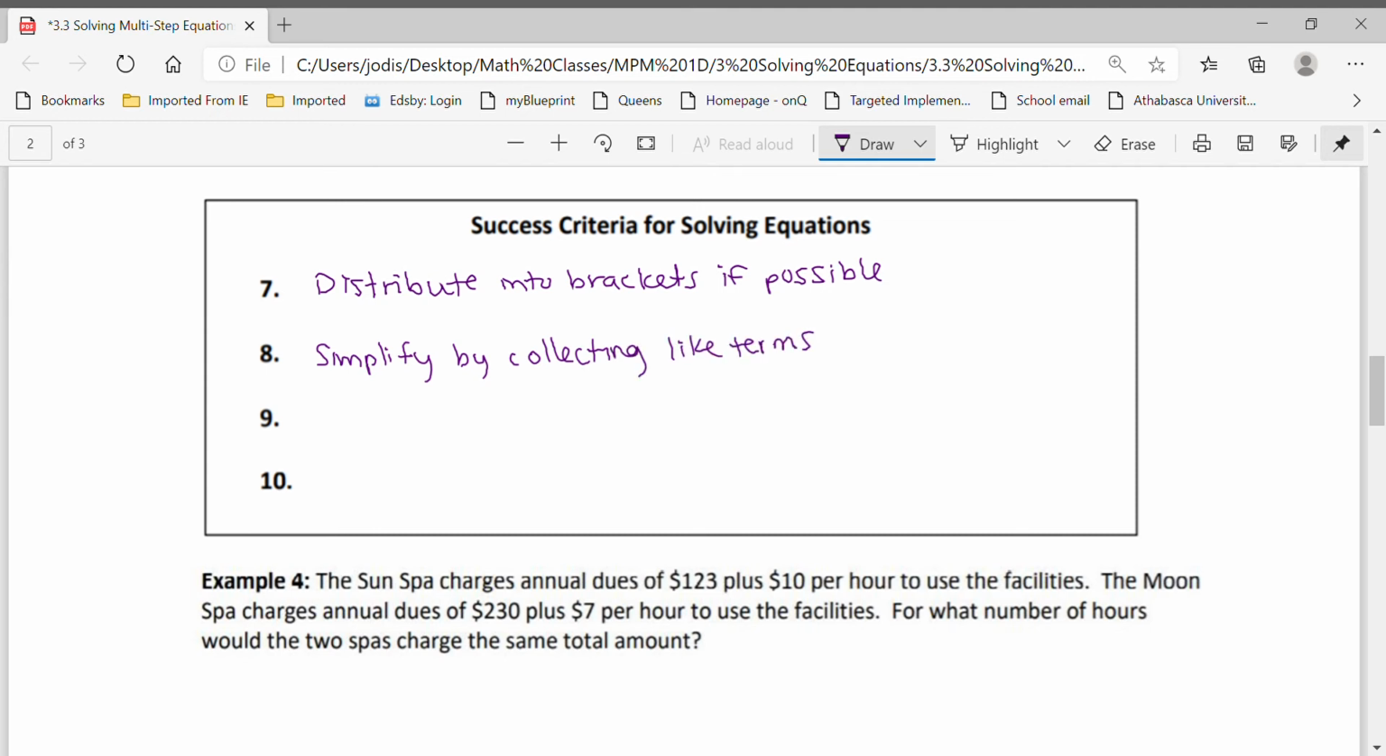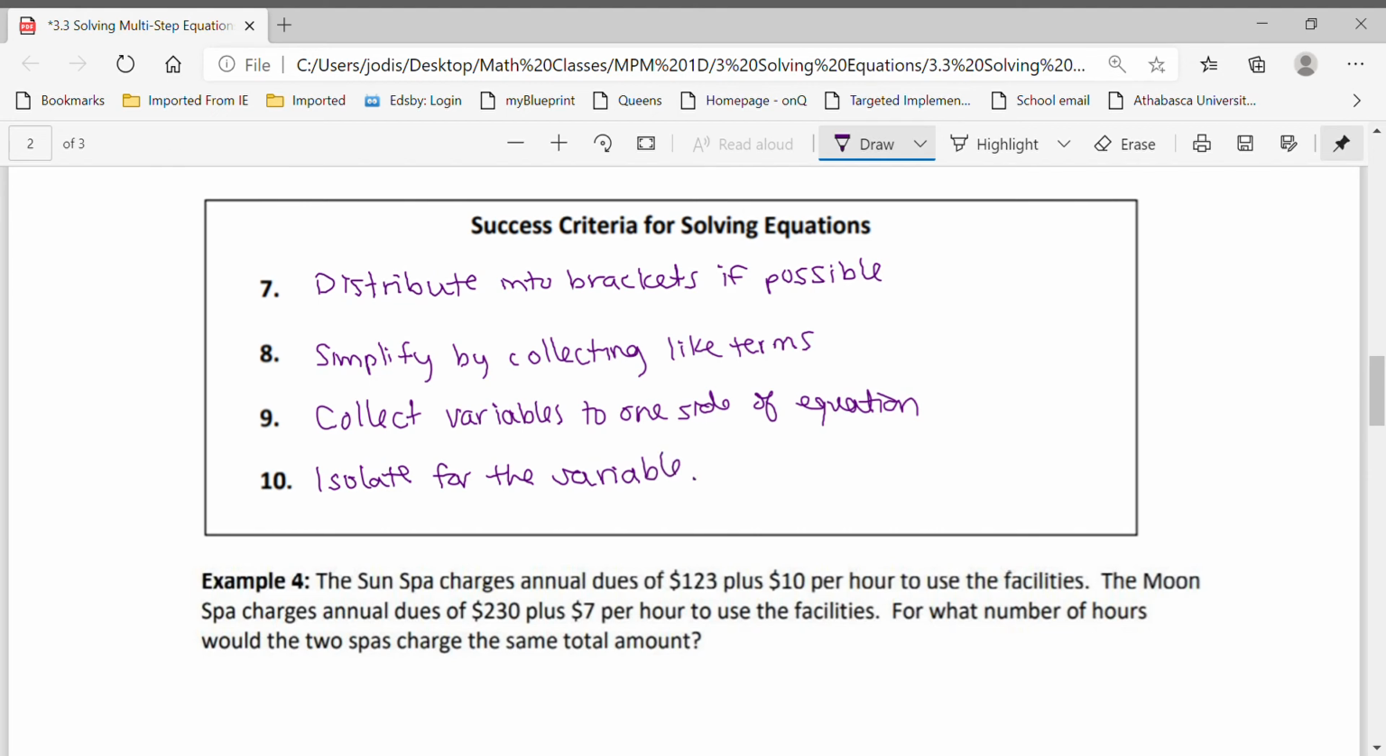Right, and that would be like on either side of our equal sign, right? So variables to one side and constants to the other. Then we can do that. So collect variables to one side of the equation, and then we can isolate for the variable.